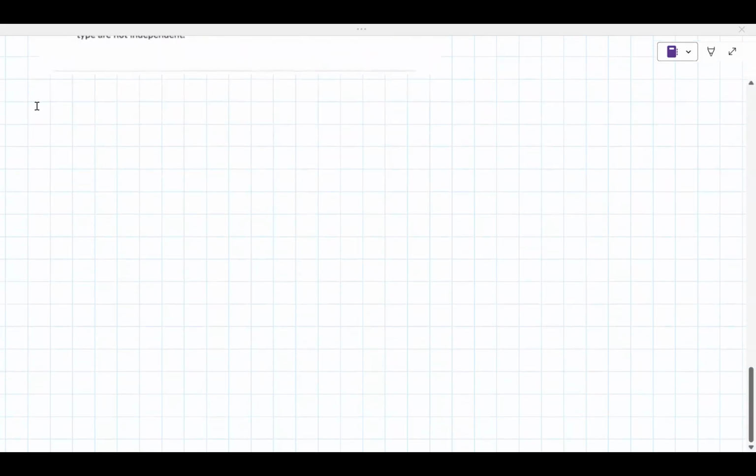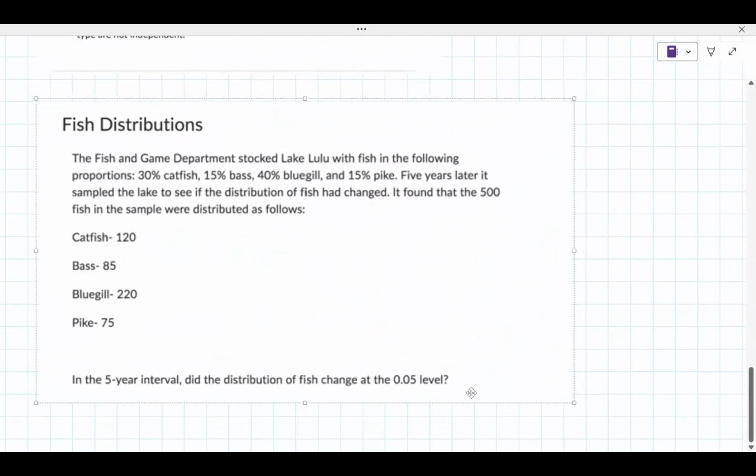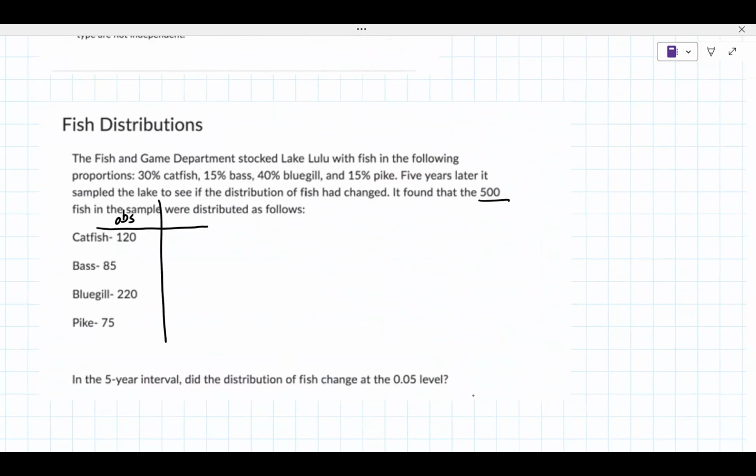Okay, so what they're saying here at the start is that they sampled 500 and found these were the observed values. So 120 catfish, 85, and so on. There's also what's called the expected value. The expected value is you take this percentage and multiply it by the 500. So for catfish, 30% times 500 is 150. Bass, 75.